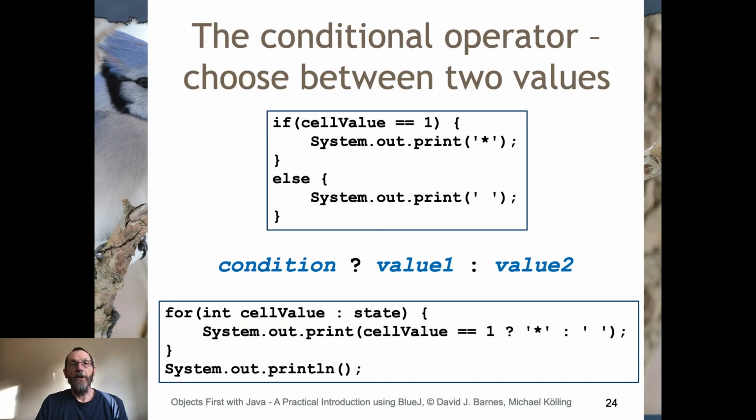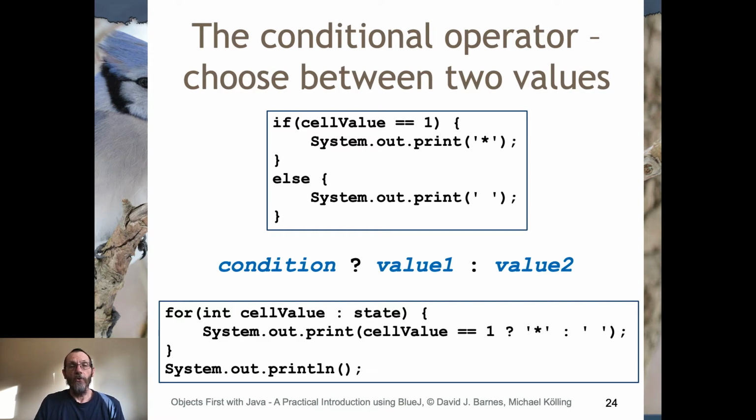Now, something you might have noticed when we were looking at the method to print out the current state of the automaton was we had an if statement where we're checking to see whether the value of a cell is 1, and if it is, print one particular character, but if the value is 0, we want to print a different character.